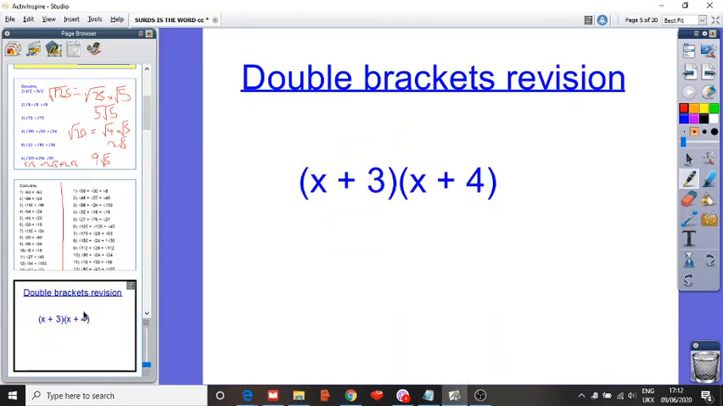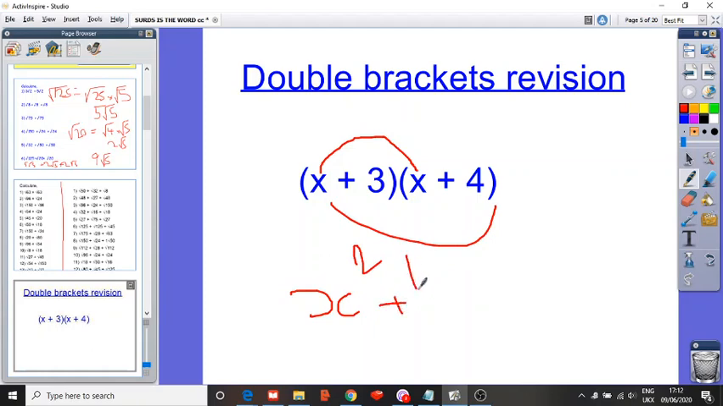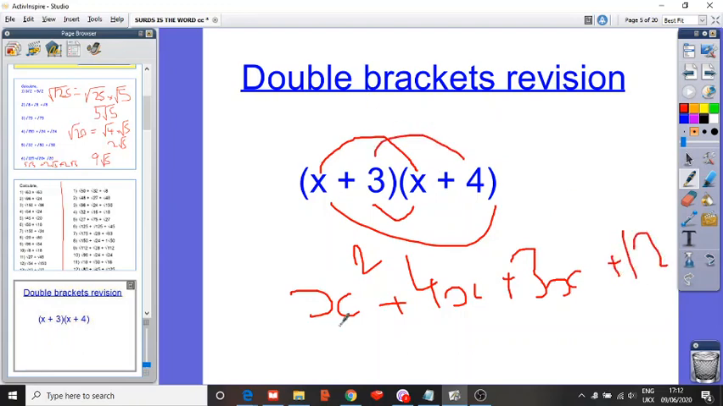Right, expanding double brackets. I hope that you can all do this, but let's do it a long way. X times x is x squared. X times 4 is 4x. 3 times x is 3x. 3 times 4 is 12. You can normally always put the 2 middle terms together. 4, 5, 6, 7, so the answer is 7x.